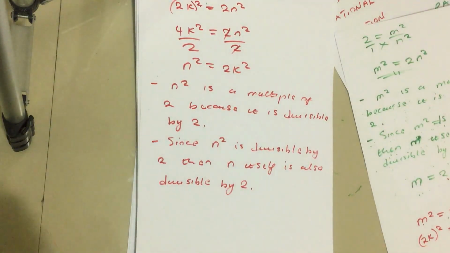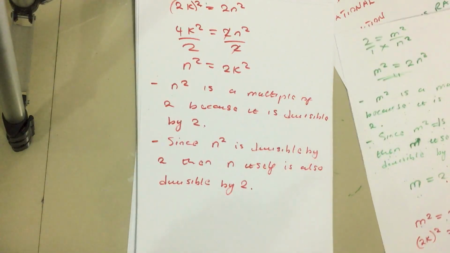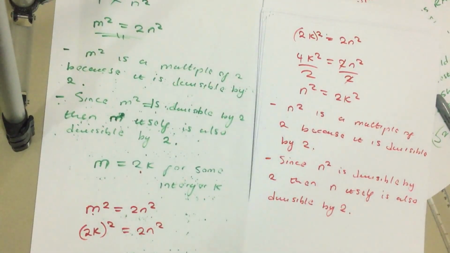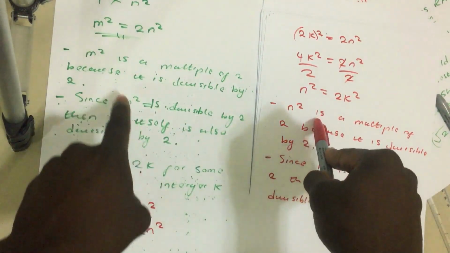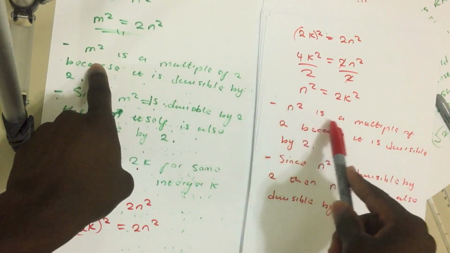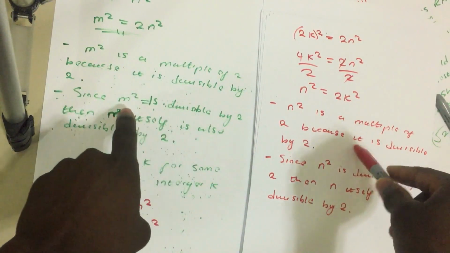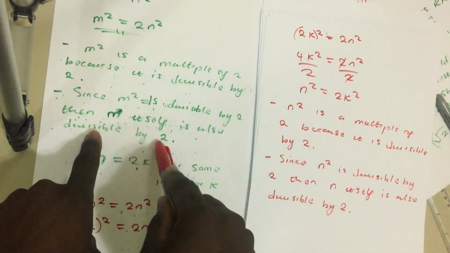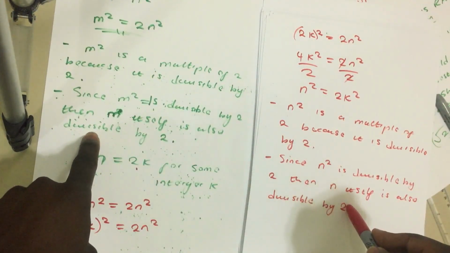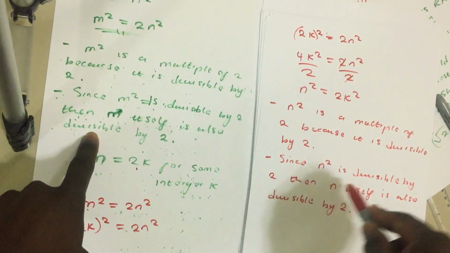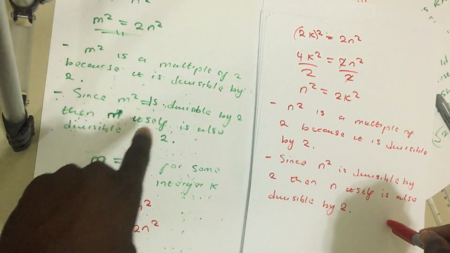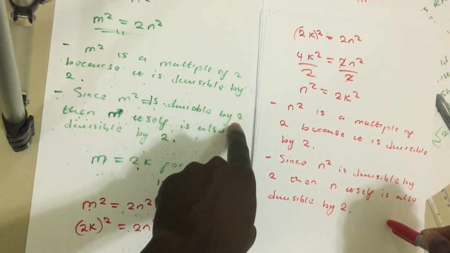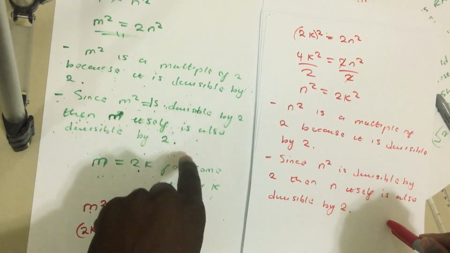Okay, so now we're going to analyze both expressions here. So what can we get from both expressions? We can see that both m and n are divisible by 2, because they are multiples of 2. And then we can see that n squared is also divisible by 2. Since n squared is divisible by 2, then n itself is divisible by 2. And here we have m squared. Since m squared is divisible by 2, then m itself is also divisible by 2.